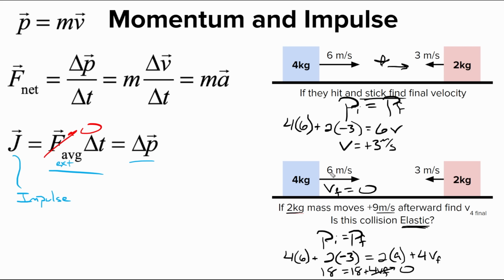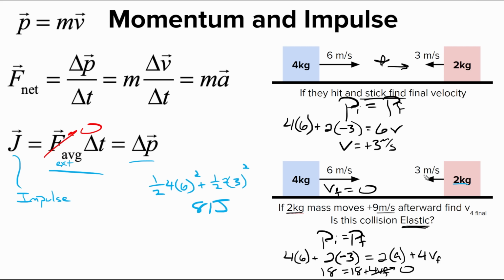Was this an elastic collision? You have to check if kinetic energy was conserved. So beforehand, kinetic energy initial was 1/2 times 4 times 6 squared plus 1/2, because kinetic energy is 1/2 mv squared, 2 times 3 squared. Notice I don't care about the negative sign. I'm going to square it anyway. So if I add all that up, I get 81 joules of kinetic energy before the collision.